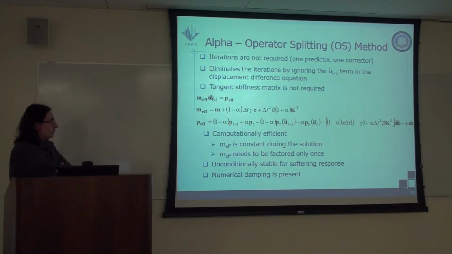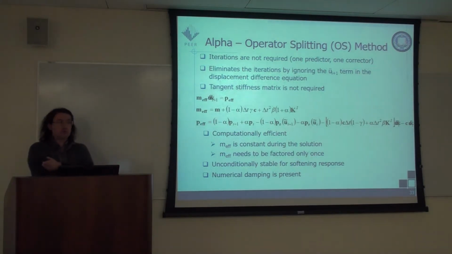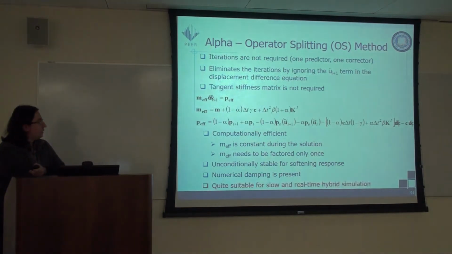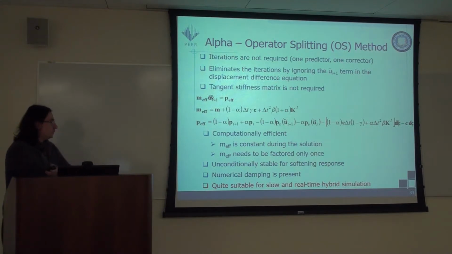And also numerical damping is present, which you can use to reduce the effects of errors. And similar to explicit Newmark, it's quite suitable for slow and real-time hybrid simulation.